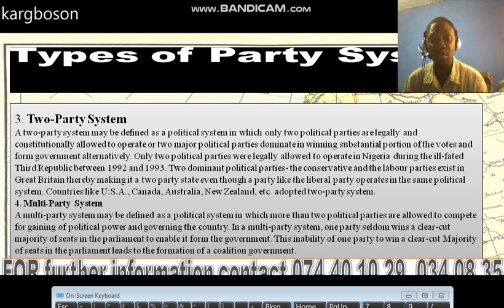A multi-party system may be defined as a political system in which more than two political parties are allowed to compete for political power and governing the country. In a multi-party system, one party seldom wins a clear-cut majority of seats in the parliament to enable it to form the government. This inability of one party to win a clear-cut majority of seats in parliament leads to the formation of a coalition government. So what happens in a two-party system?